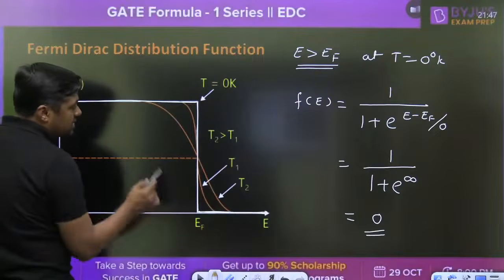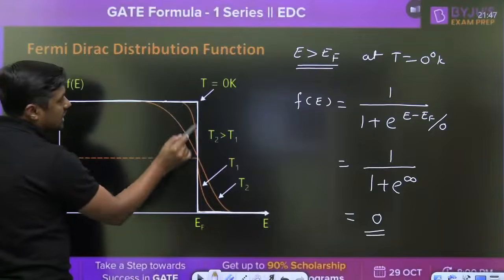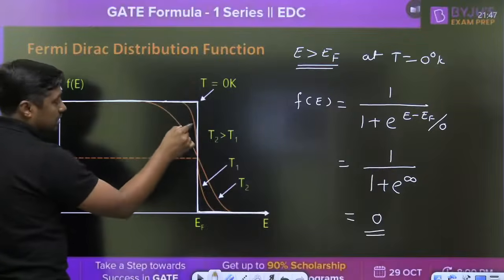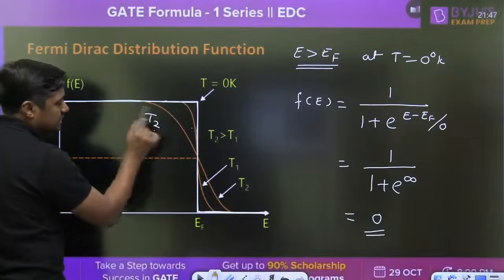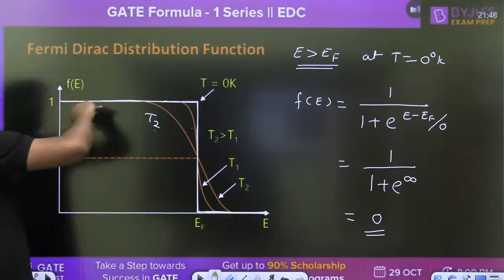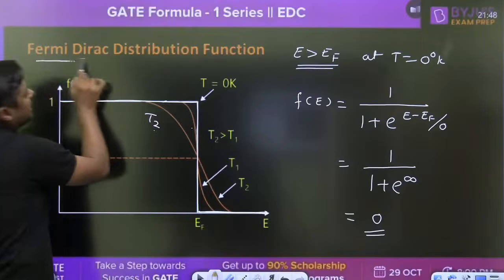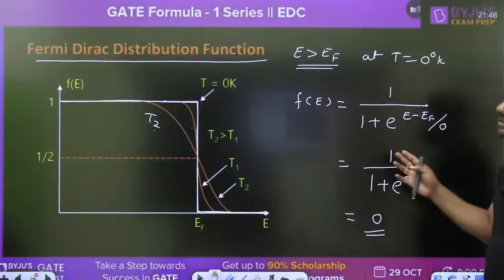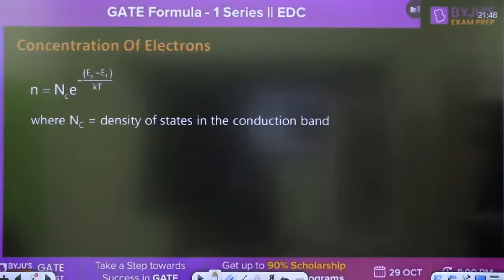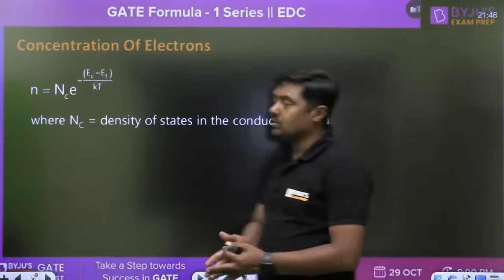That is the above energy level. So this is the graph with the temperature T1 and that is the graph with the temperature T2. That is, T2 is greater than T1. So this is a graph related to what? Fermi-Dirac distribution function. Okay. So they may ask some questions on this.